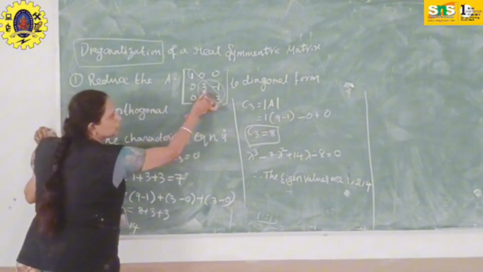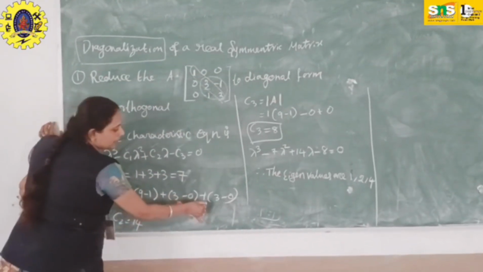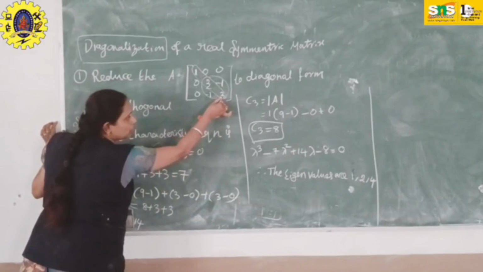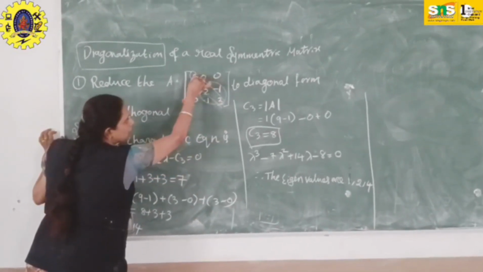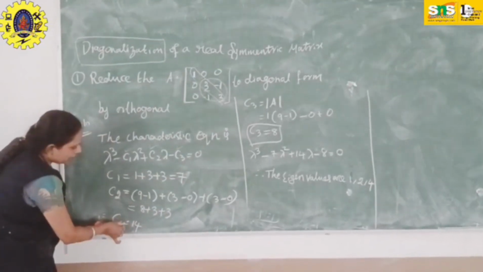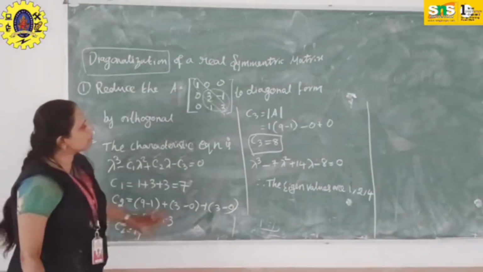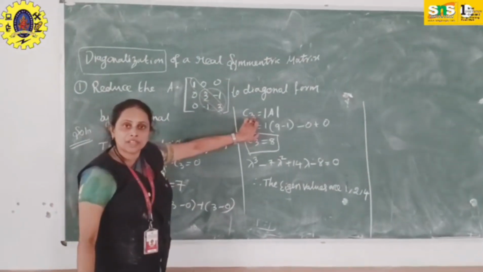Then we leave the second row and second column, that is 3 minus 0. Plus, we leave the third row and third column, so 1 0 0 3, that is 3. After simplification we get 8 plus 3 plus 3 is 14. This is c2.